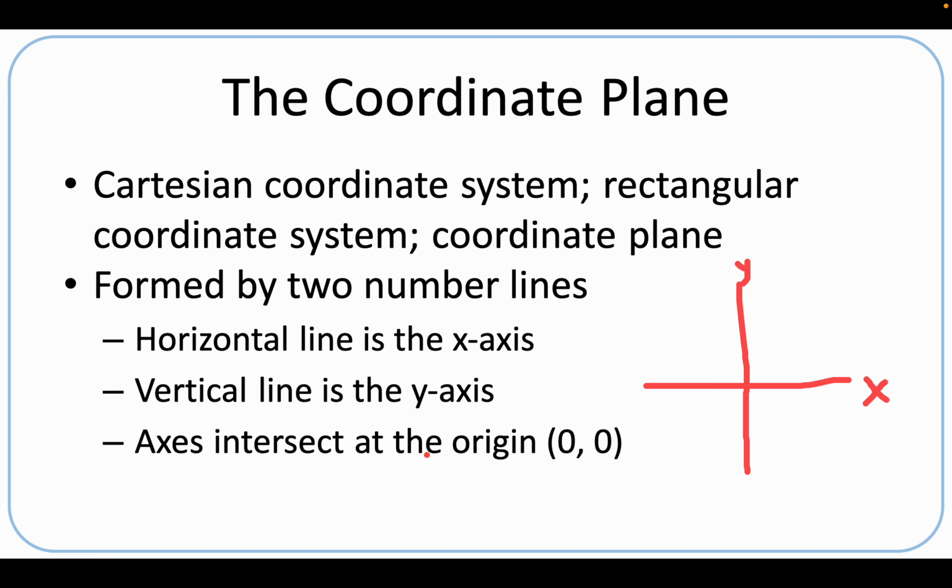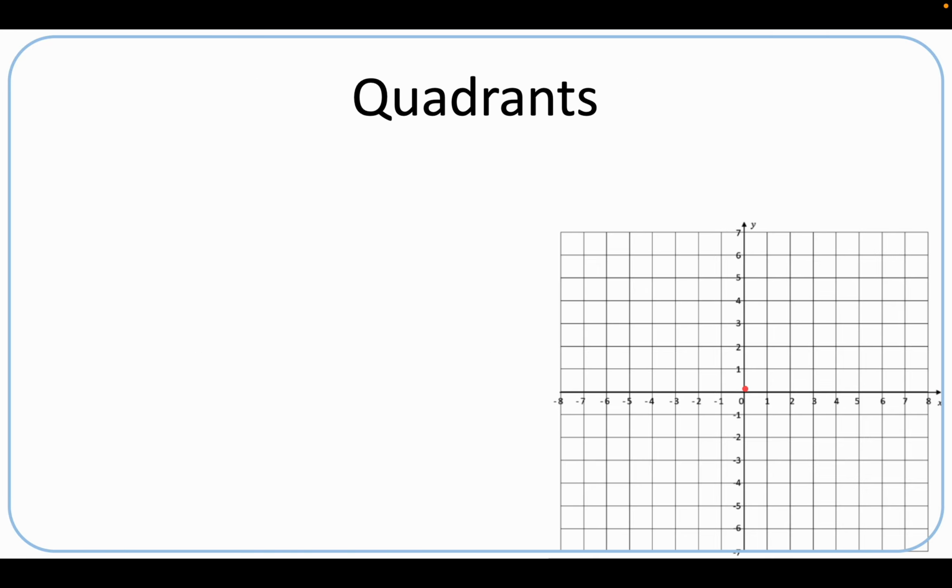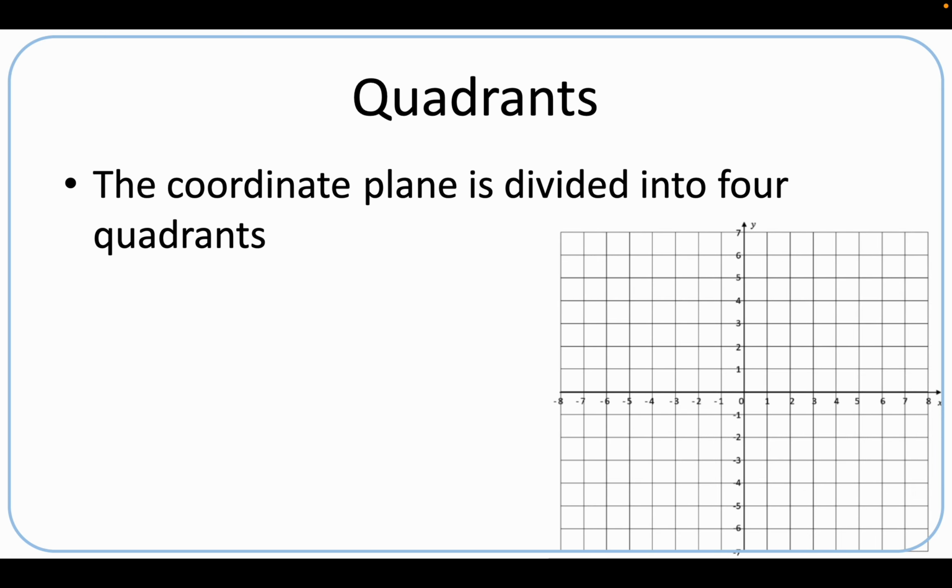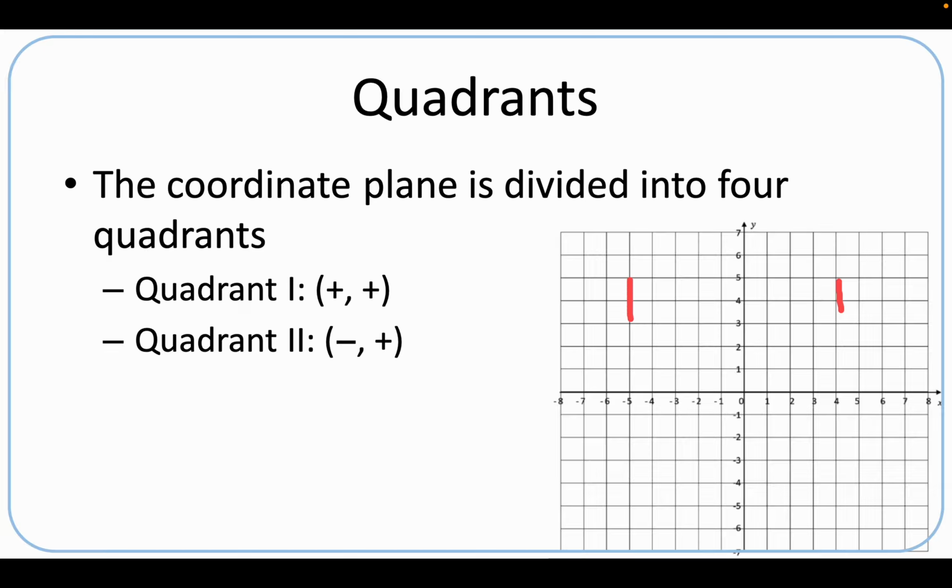And these two axes intersect at the origin, which is right here, the point 0, 0. So here's the origin. Those axes divide our plane into four sections, four quadrants, and they are labeled starting with the first quadrant, where you have positive x values and positive y values. It's the first quadrant.